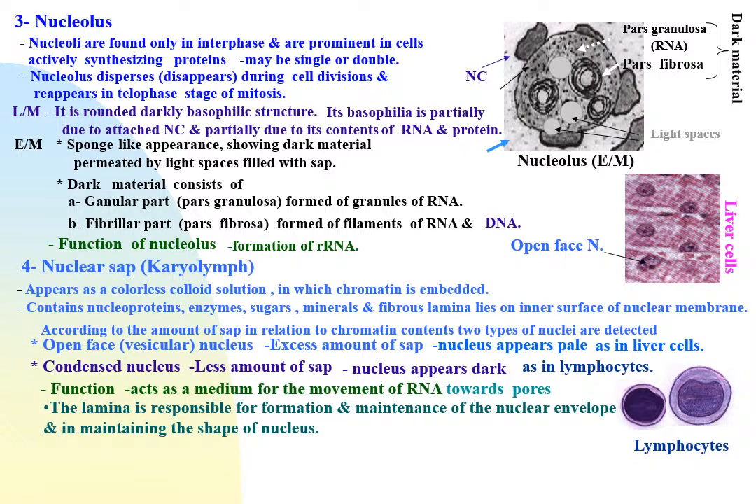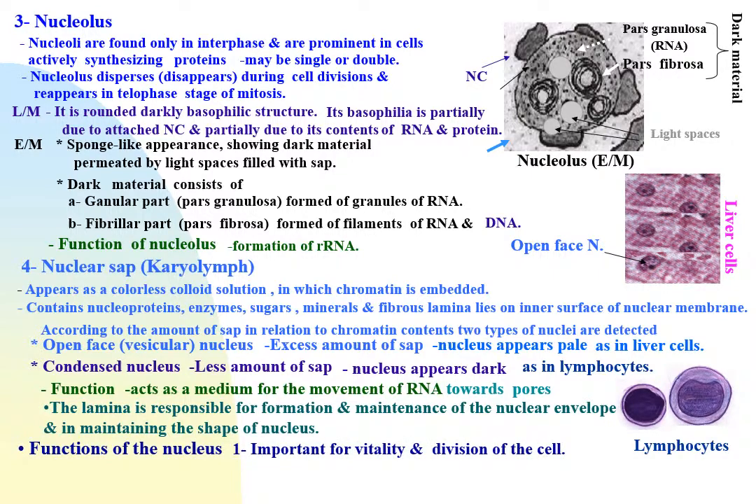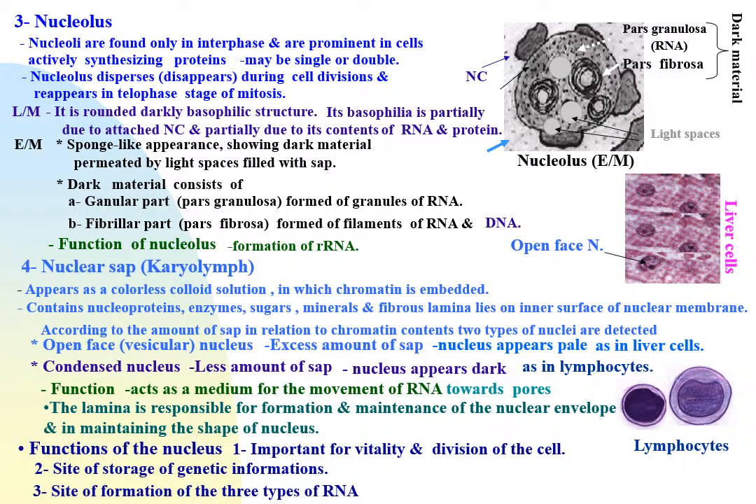Functions of the nucleus. The nucleus is important for vitality and division of the cell. It is the site of storage of genetic information. Also, it is the site for formation of three types of ribonucleic acids: ribosomal ribonucleic acid, transfer ribonucleic acid, and messenger ribonucleic acid.